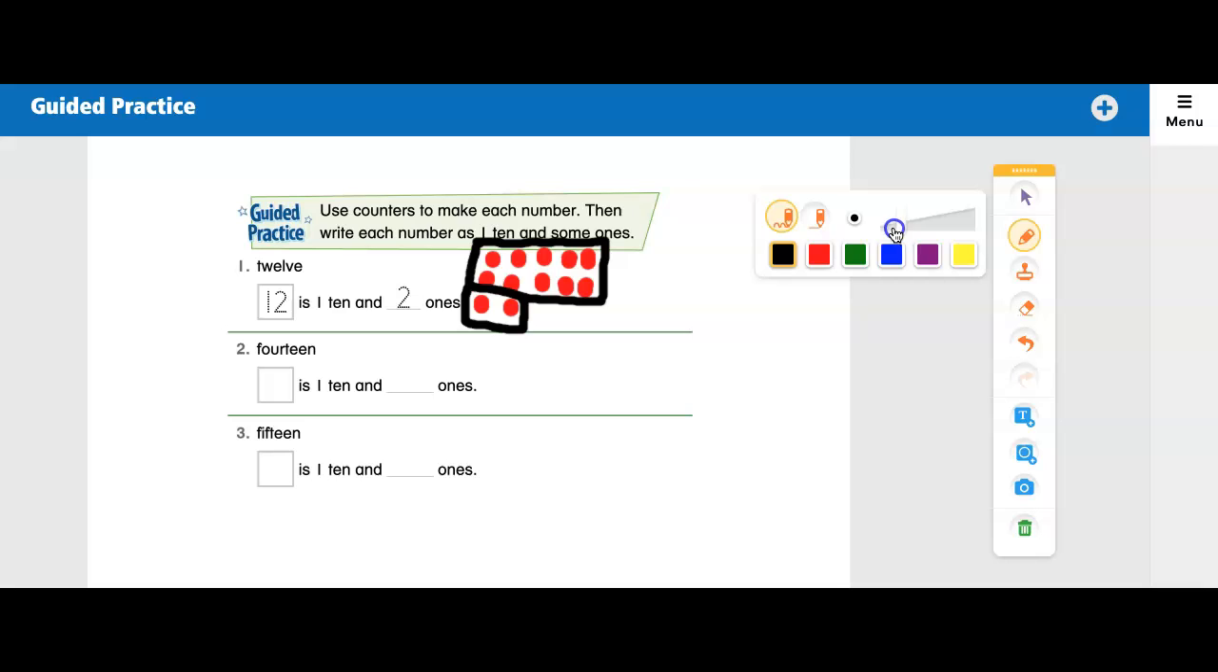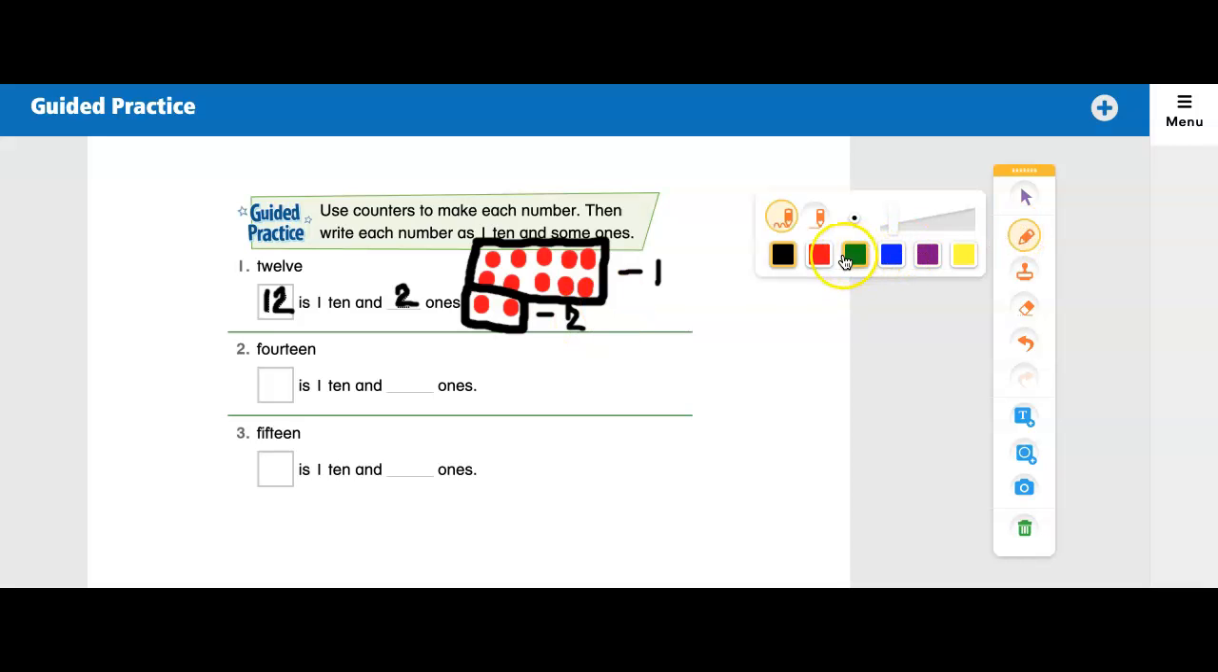The number 12 is made up of 1 10 because I used 1 of a full 10 frame, and then I had 2 left over. 2 ones. So the number 12 is made of 1 10 and 2 ones.